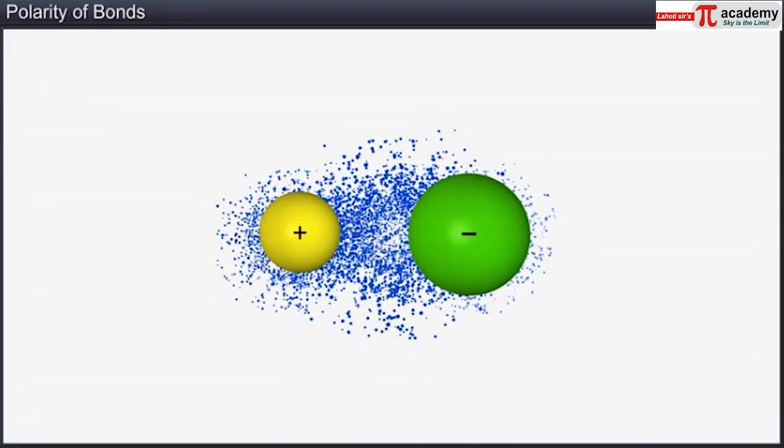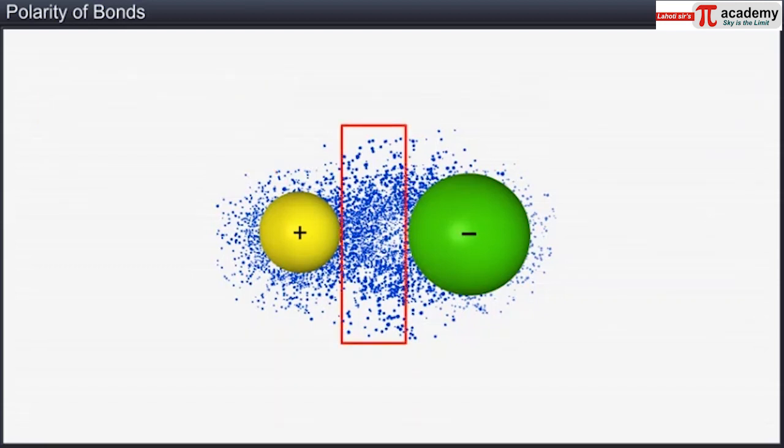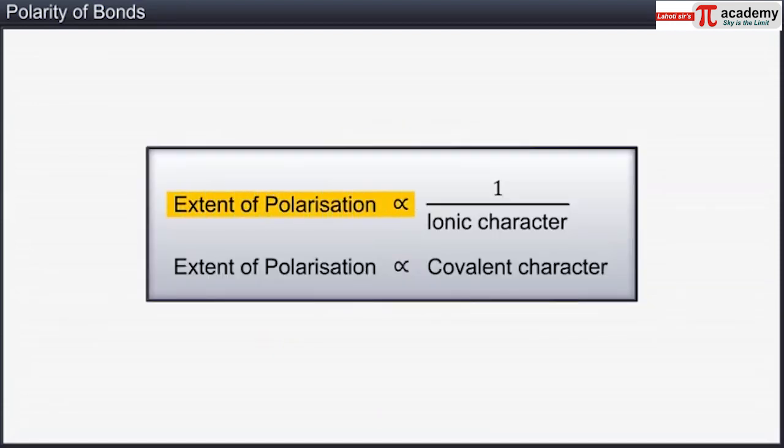As a result of polarization and polarizability, the positive and negative charges decrease on the cation and anion. This means that the electronic charge becomes more concentrated between the two bonded atoms and is responsible for the development of a covalent character in ionic compounds. If the extent of polarization is small, then the bond is more ionic in nature. If the extent of polarization is more, then the bond is more covalent in nature.